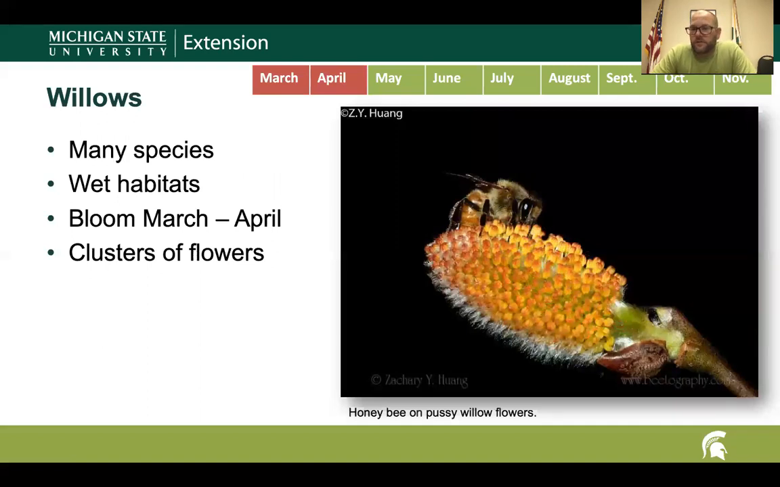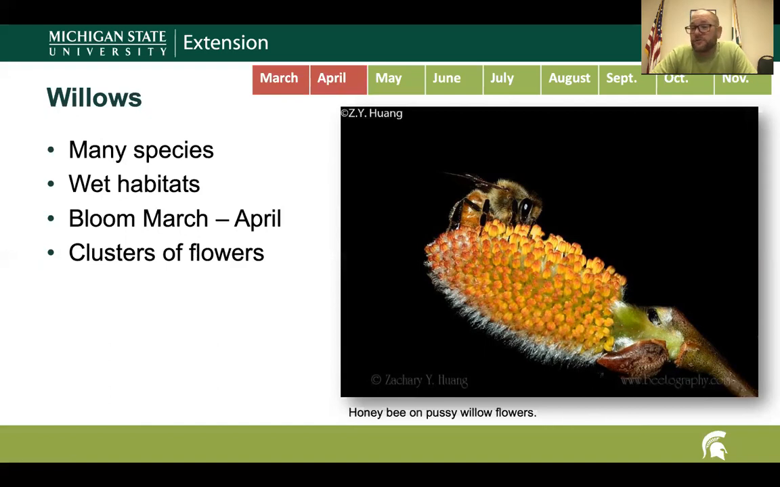Willows. Willows are also an early season plant, early season tree that we see here in Michigan. There's willow species throughout the United States. So no matter what state you're in, you probably have willows somewhere. There's many species of willows across the US. They tend to like to be in wet habitat, so you tend to see them on riverbanks, things like that. They generally bloom from March to April. Like I said, that's flexible depending on the weather.